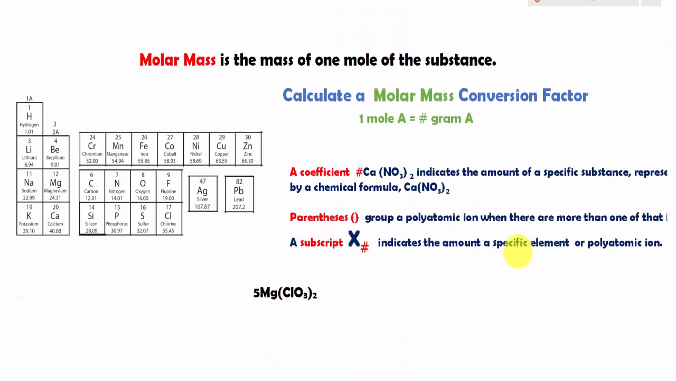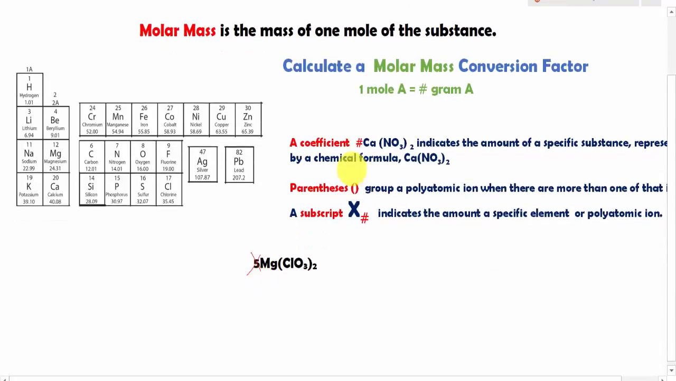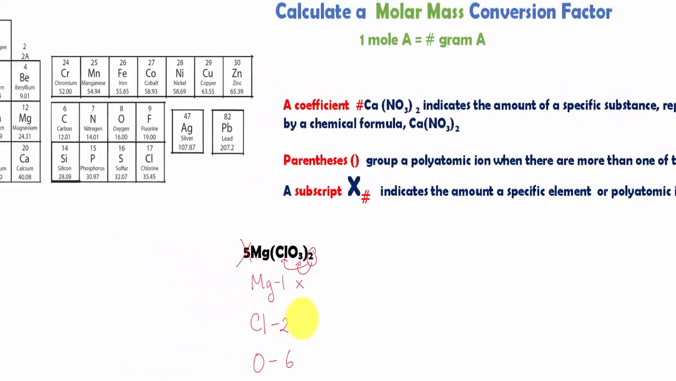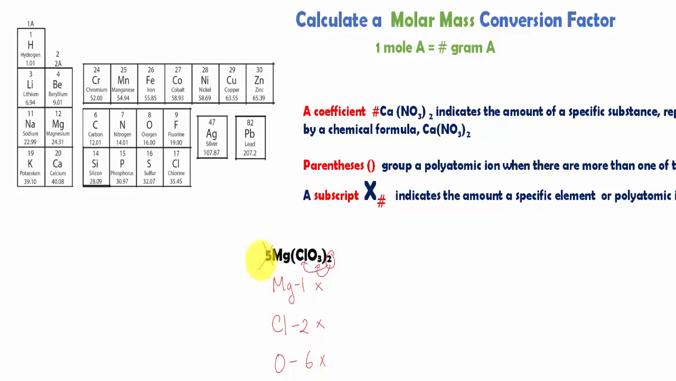Let's try another one. Again, we can ignore the coefficient. In this case, Mg is just 1. Then Cl, because of that 2 right there, indicates 2 of Cl, so we have 2 Cl. But what about the O? The oxygen, 2 of 3, gives us 6 oxygen. Now let's go find the total mass for each element. Mg, 24.31. Chlorine, 35.45. Oxygen, 16.0.